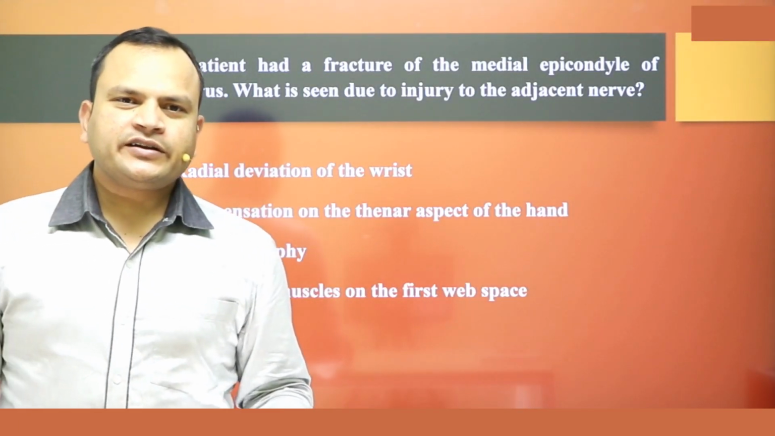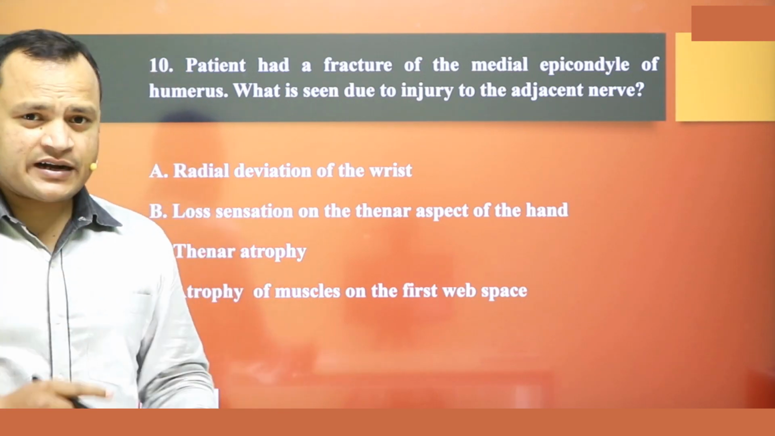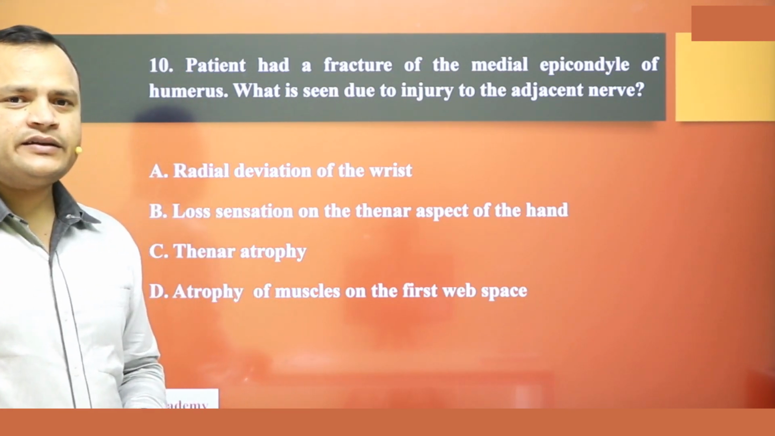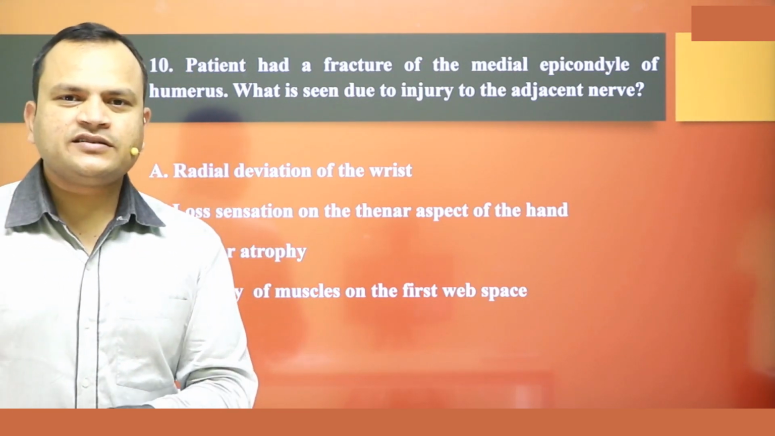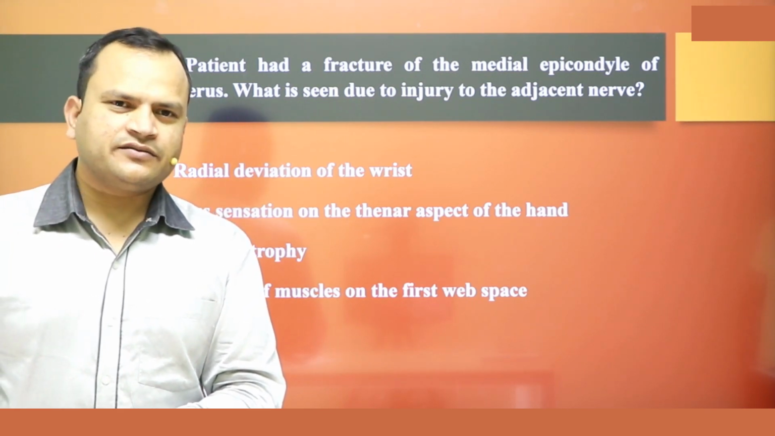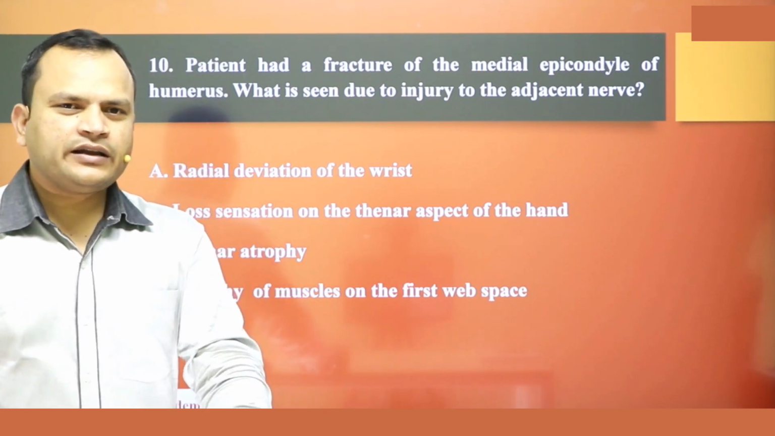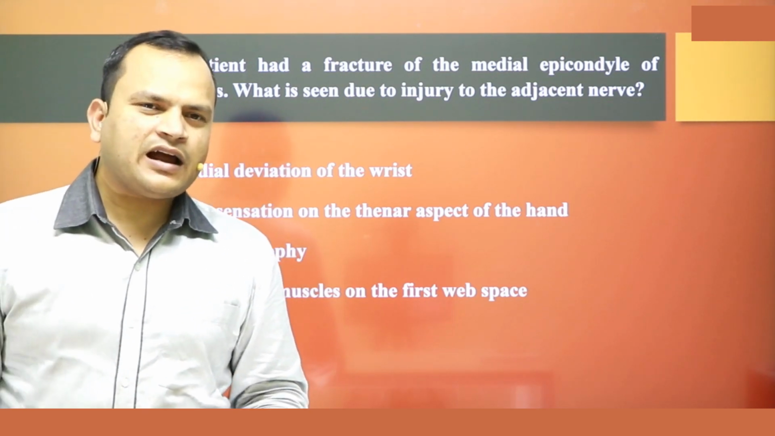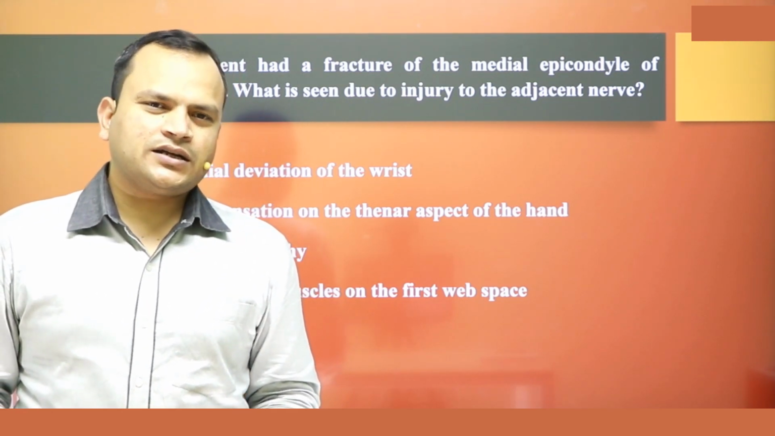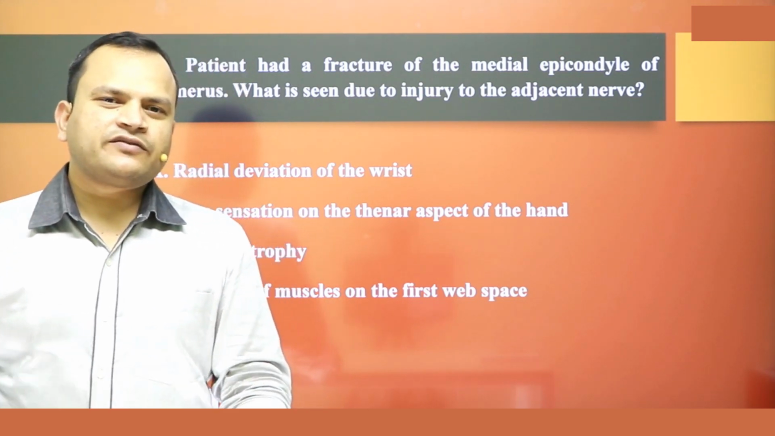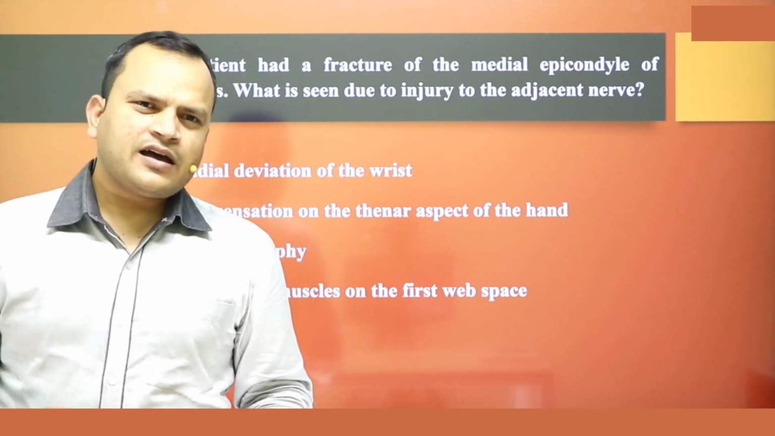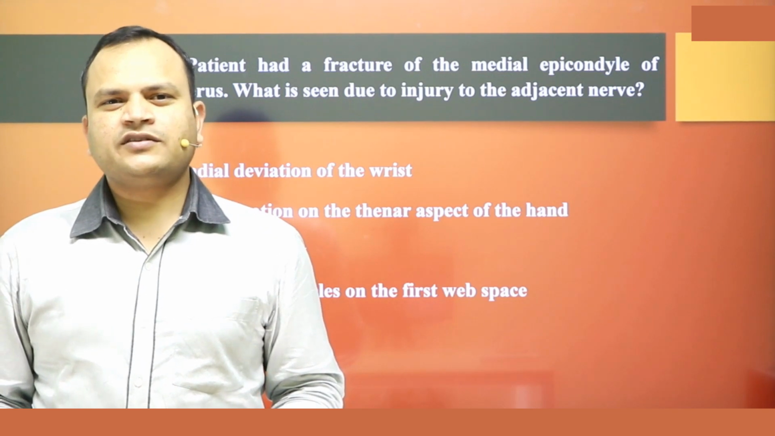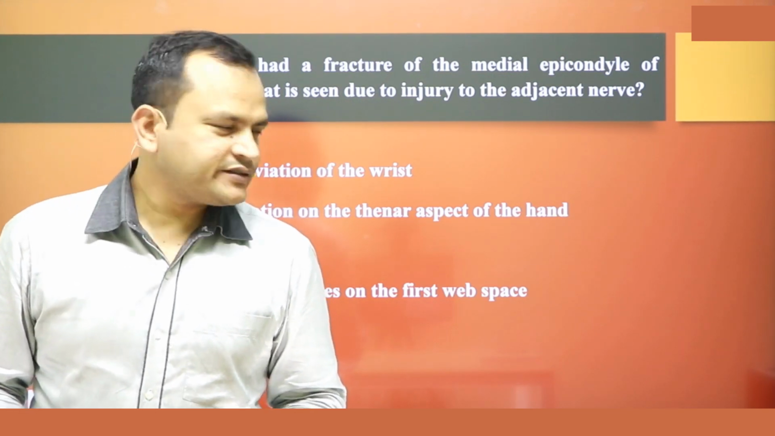So coming to the next question, a patient had a fracture of the medial epicondyle of the humerus. What is due to injury to the adjacent nerve? So the medial epicondyle is fractured. The only nerve passing just behind the medial epicondyle is the ulnar nerve. So we shall first examine the ulnar nerve and what symptoms occur because of ulnar nerve injury. So let us see.